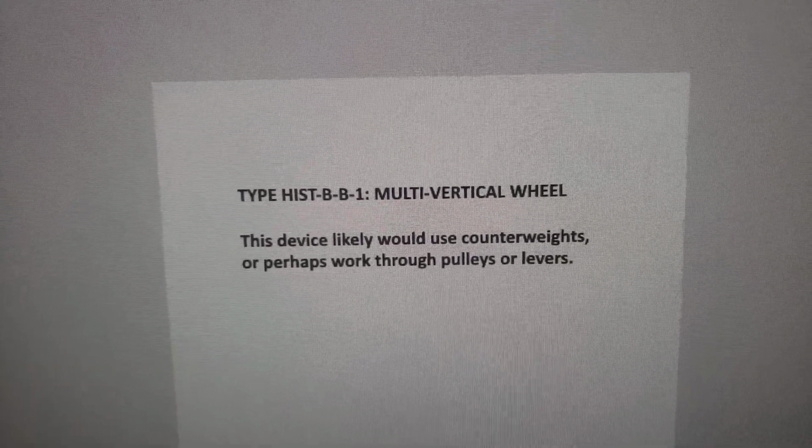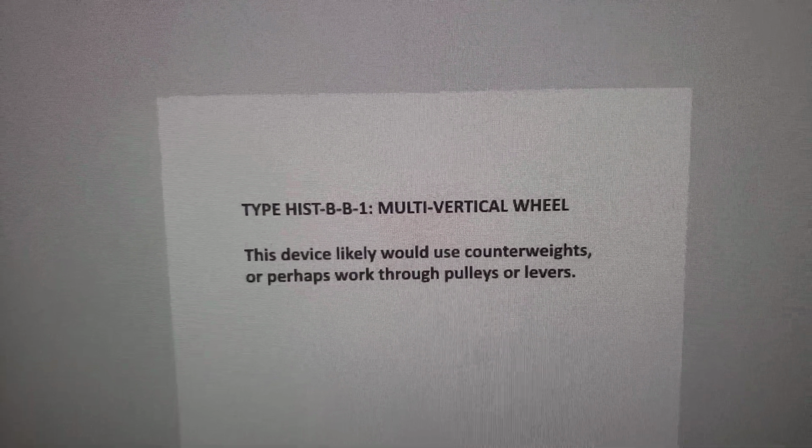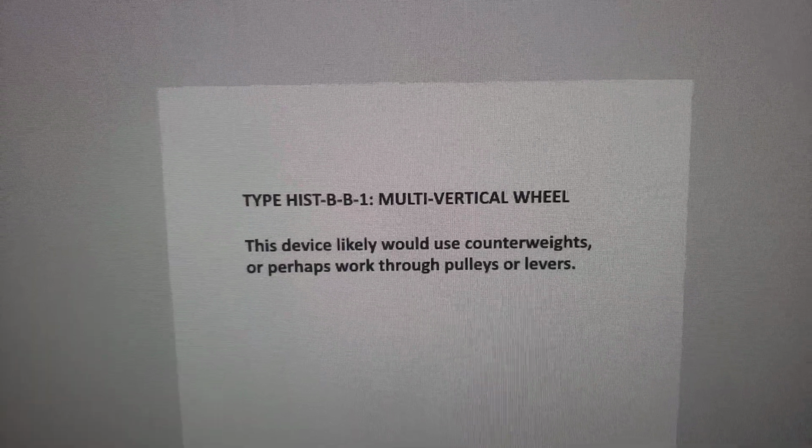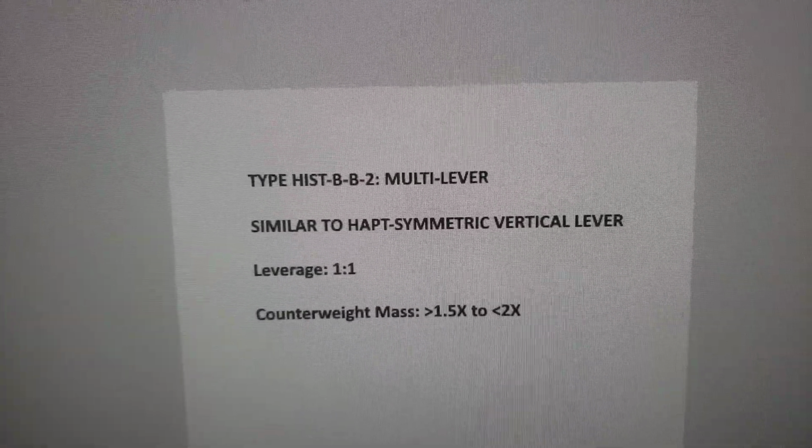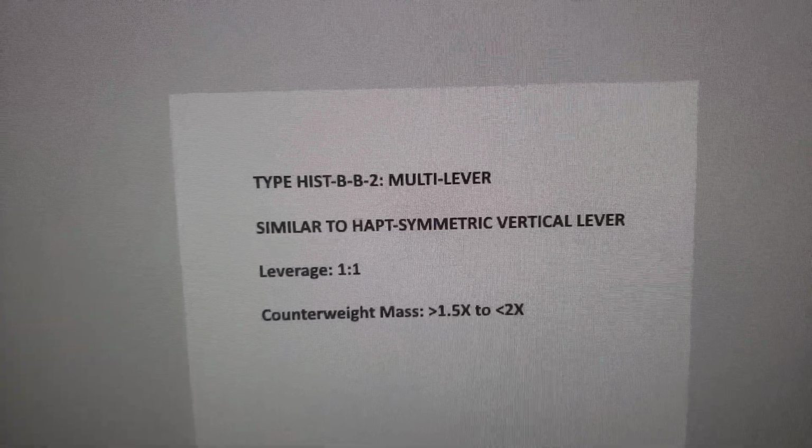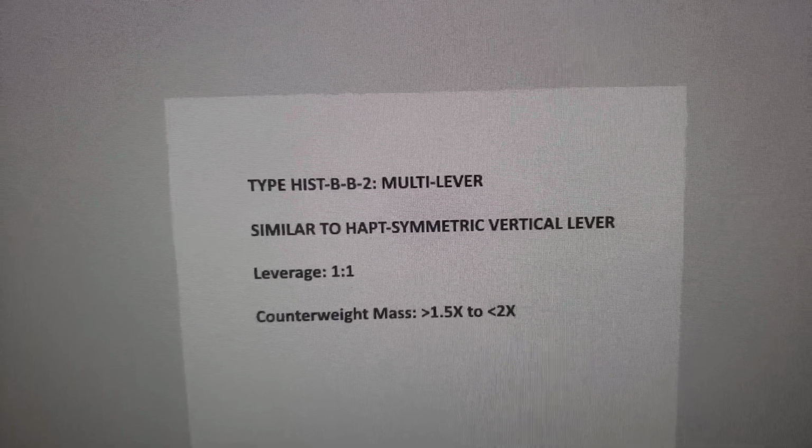History B1, multi-vertical wheel. This device likely would use counterweights or perhaps work through pulleys or levers. Type history BB2, multi-lever, similar to the asymmetric vertical lever.